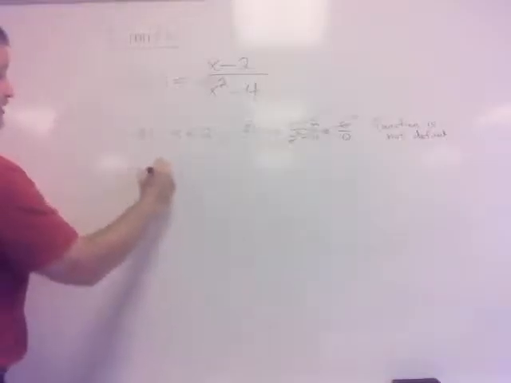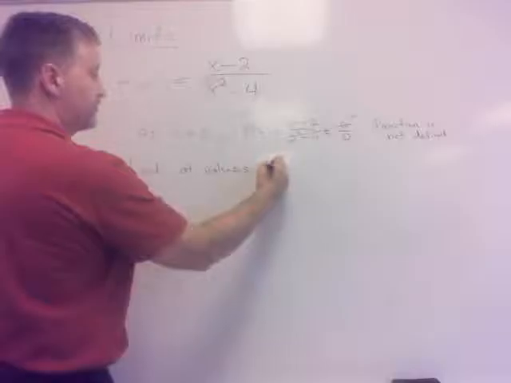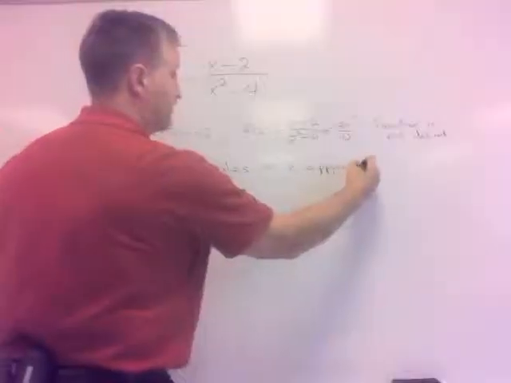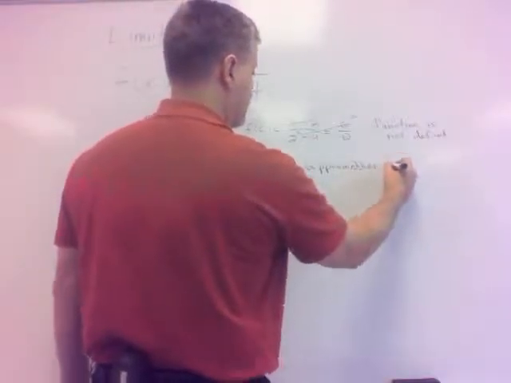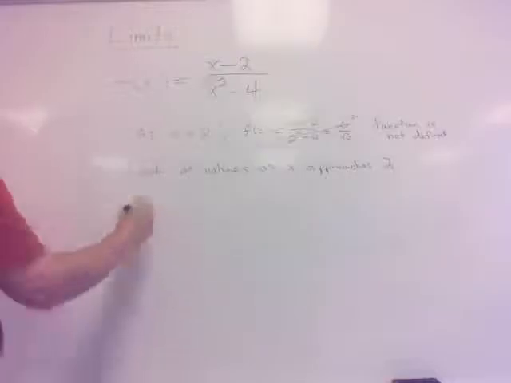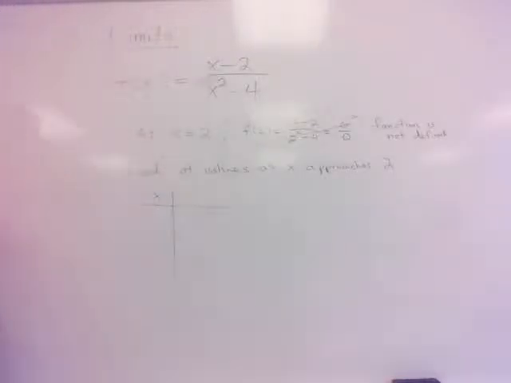Actually, what we can do is look at the values. So here's what we're going to do. We're going to look at values as x approaches 2 without actually getting to 2 in a table. We're just going to set this up in a table.